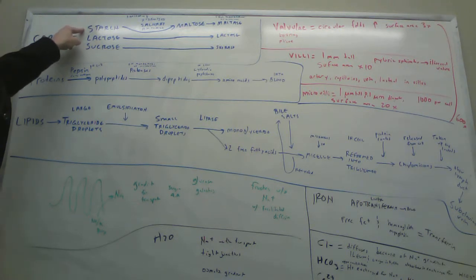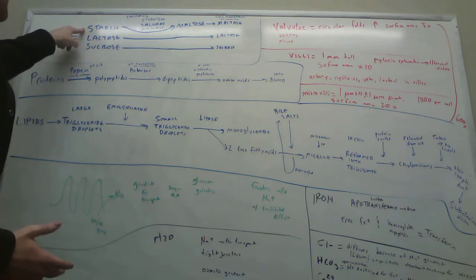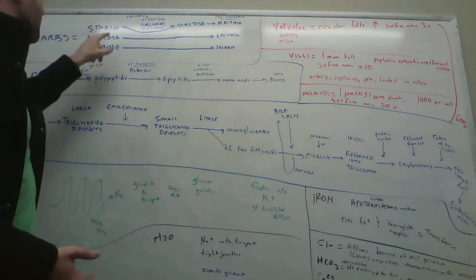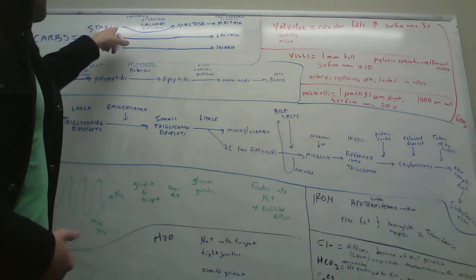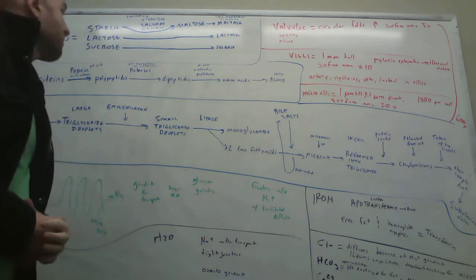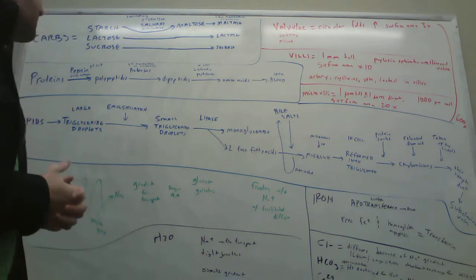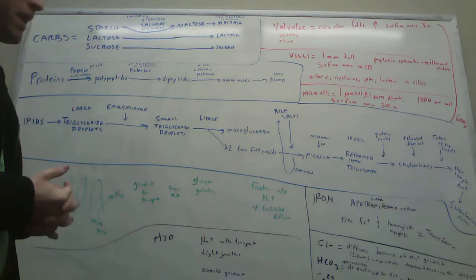Starch is by far the most abundant, comes from plants. Lactose comes from milk, and sucrose is also a really common sugar. So starch is broken down by salivary amylase, which hydrolyzes it. Salivary amylase is released from the pancreas.